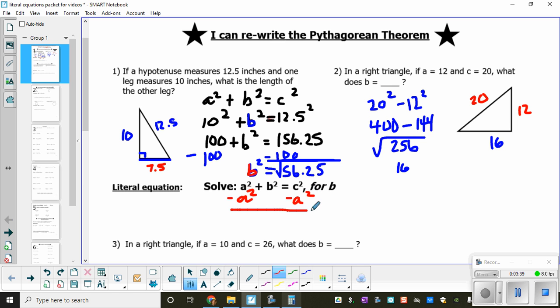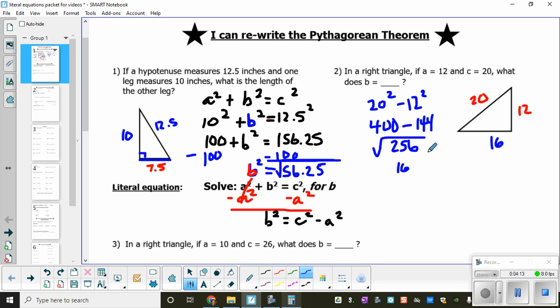Now, up here in both of our examples, I had numbers to actually subtract, like I did the 156.25 minus the 100, and here I did the 400 minus 144. But when we're solving a literal equation, we're trying to do this without any numbers. So I don't have a c squared and an a squared to actually subtract, but I know a squared minus a squared cancels out over here. Then I have b squared left on this side. And over here, what I would have is whatever c squared minus a squared is.